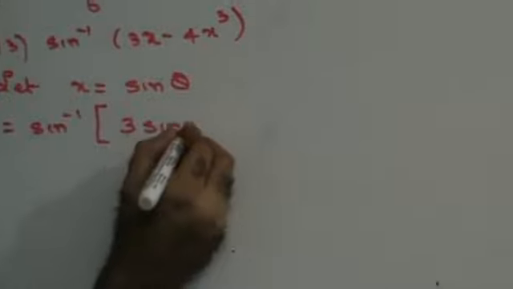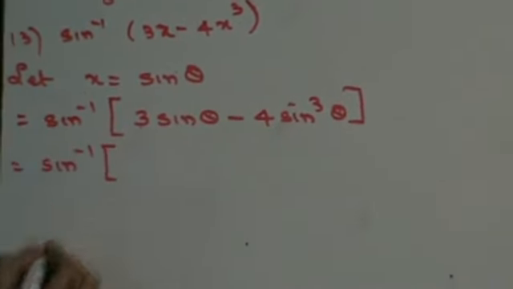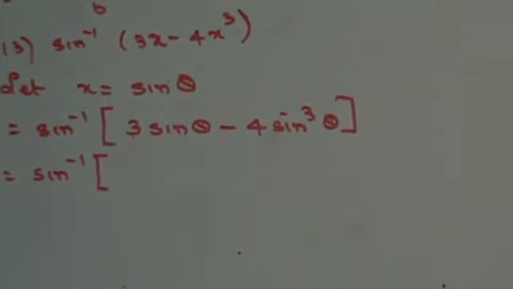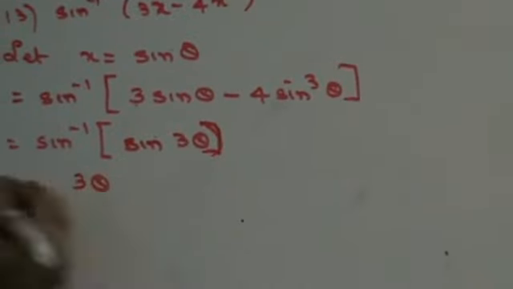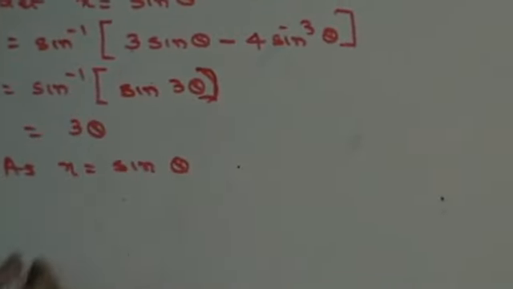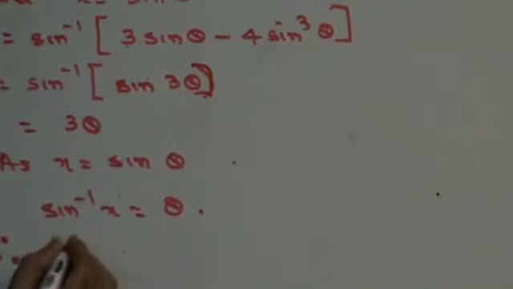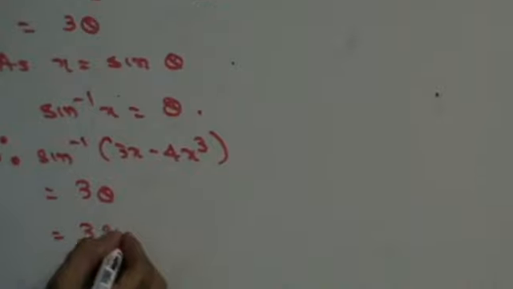So I'll therefore say this is equal to sine inverse of 3 sine theta minus 4 sine cube theta, substituting x as sine theta. If I use the triple angle, this is nothing but sine 3 theta. Sine inverse and sine get cancelled, so this will be 3 theta. Now, as x is equal to sine theta, if I take the sine on the other side, I'll get sine inverse of x equal to theta. Therefore, sine inverse of 3x minus 4x cubed is nothing but 3 theta, and theta can be written as sine inverse of x. So this is nothing but 3 sine inverse of x. That will be your answer.